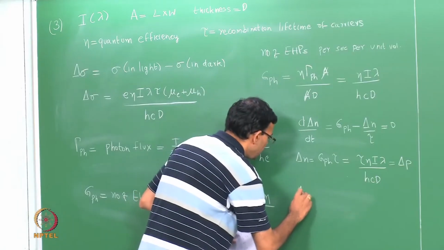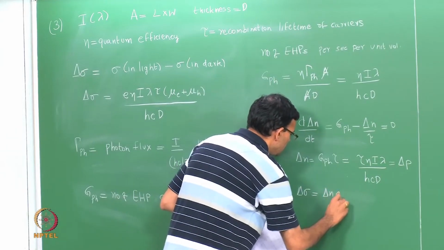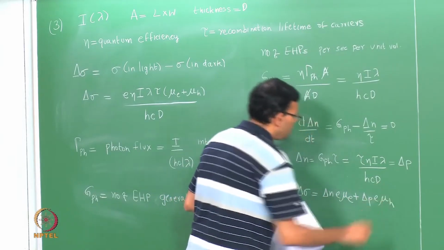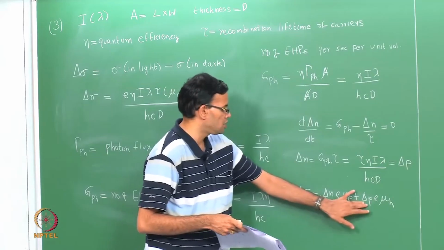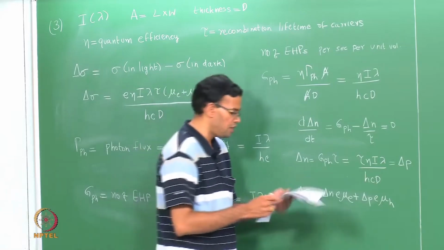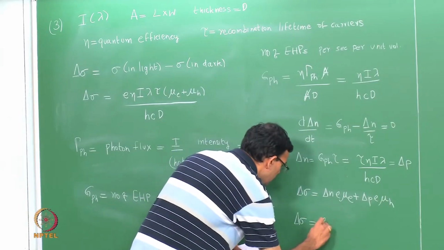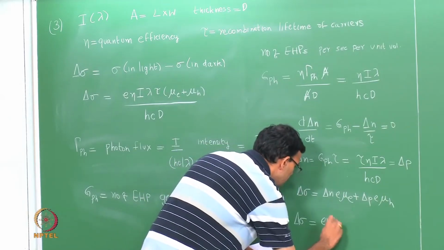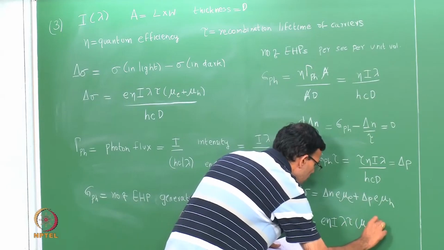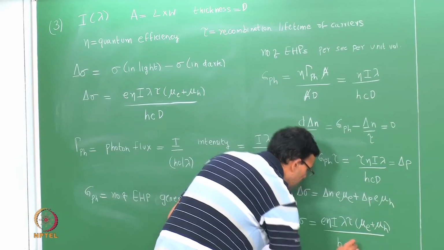So, the change in conductivity delta sigma is nothing but delta n e mu E plus delta p e mu H. These two terms are the same and equal to this. So, this you could take it out, and when you rewrite you get the final expression: delta sigma is e eta I lambda tau (mu E plus mu H) divided by hcd.